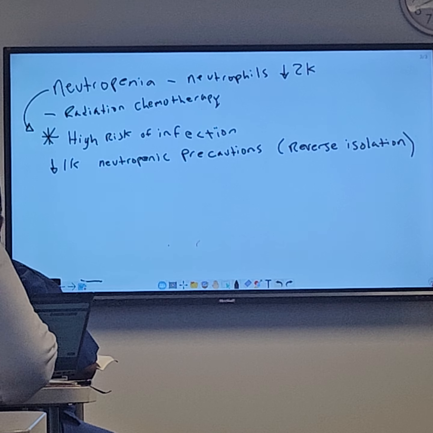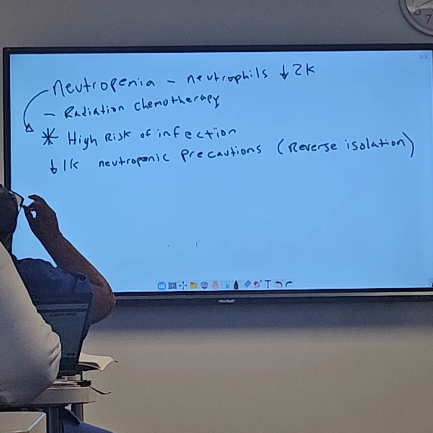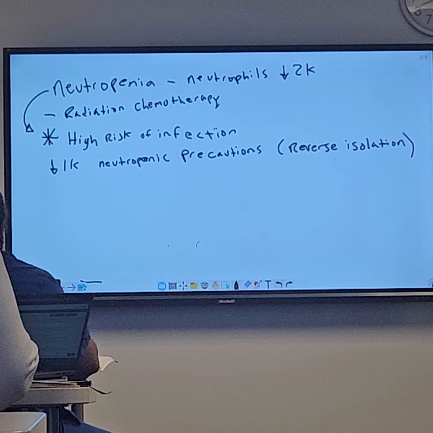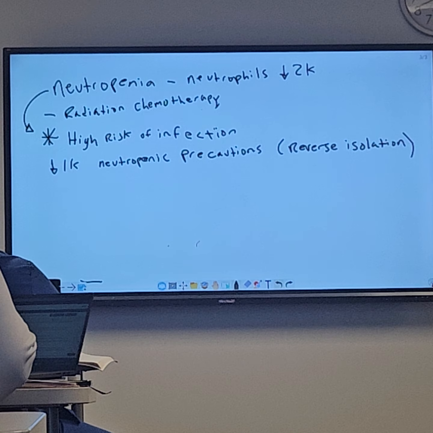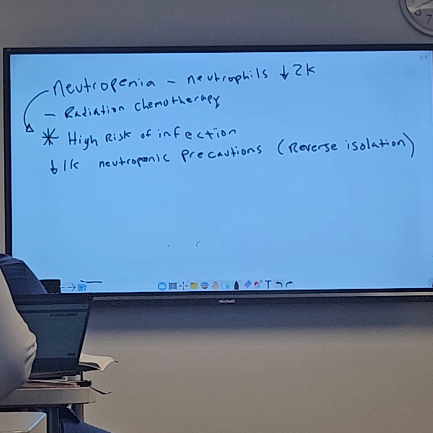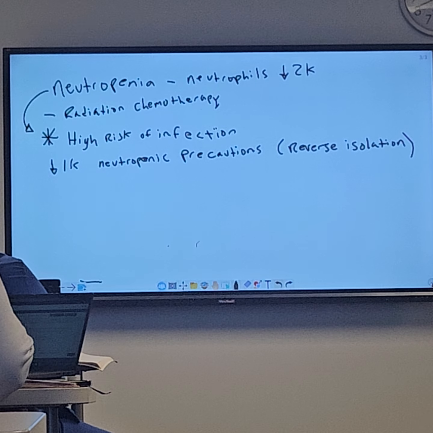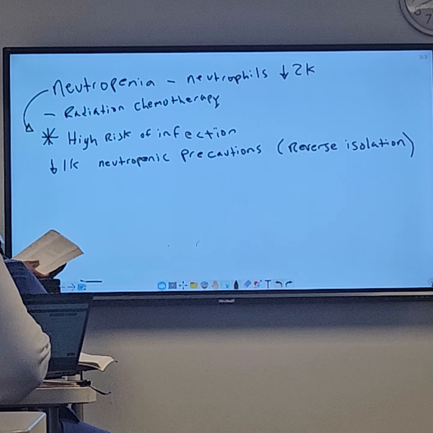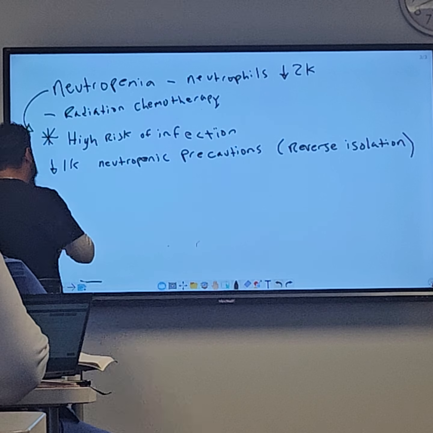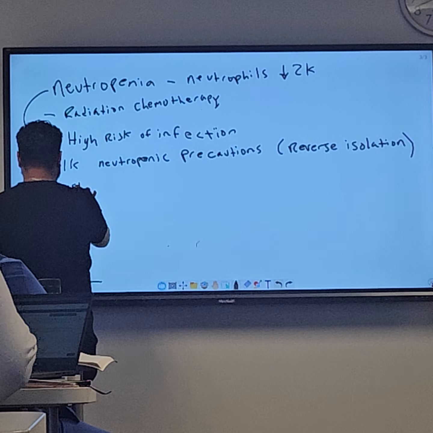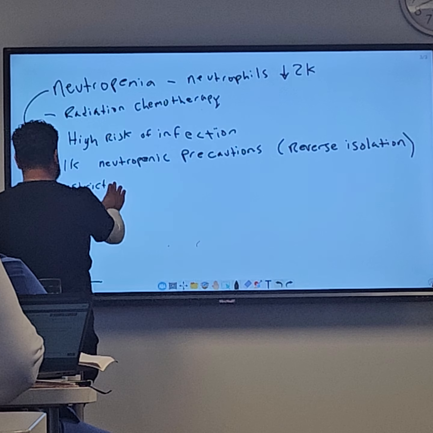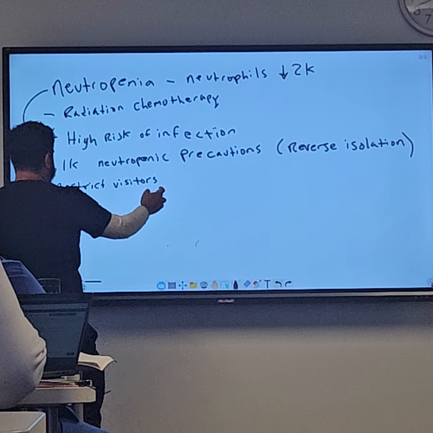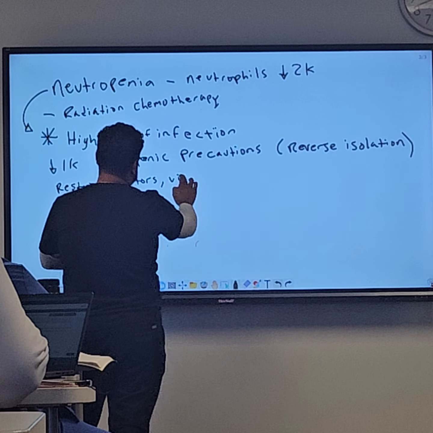Okay, now neutropenic precautions, a protective environment, include the following. You need to know these, and this will continue to be emphasized over and over and over again in all these chapters. Every single disease and medication that suppresses you goes over the same things, same actions. Restrict visitors, especially those with infections.